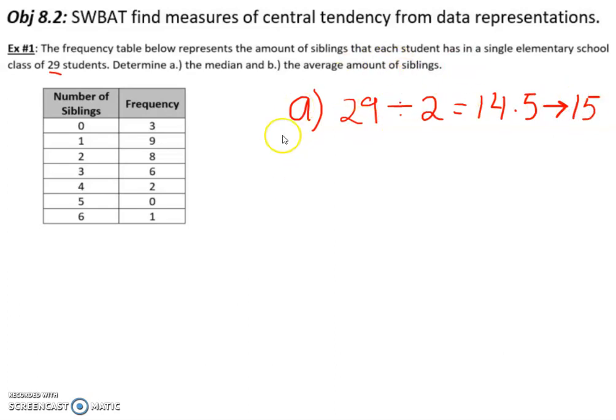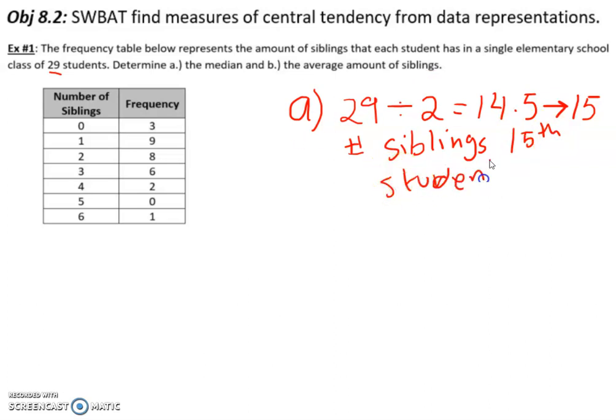When you have an odd number of data points and you divide by 2, you're going to get a decimal, and in that case you'll want to round up just like we did here from 14.5 to 15. What this means is we're looking for the number of siblings that the 15th student in order has. Now, how do we use this number 15 to find the number of siblings?